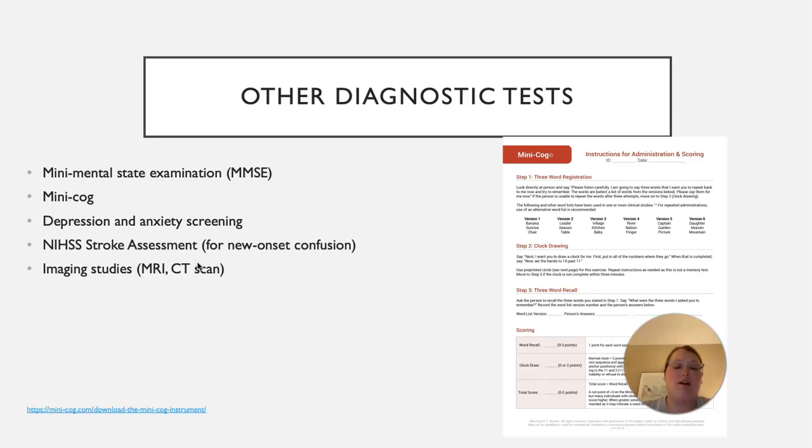You would want to do a depression and anxiety screening. Sometimes depression in the elderly can appear in odd ways, for lack of better terms. It can cause them to be confused, cause them to have lack of memory. Stroke assessment would be important if they are coming in with new onset of confusion. And of course, imaging studies like an MRI, CT scan to check for stroke if it is an acute situation, or MRI, CT scan to determine any changes in brain anatomy to determine if they do have a diagnosis of dementia or Alzheimer's.